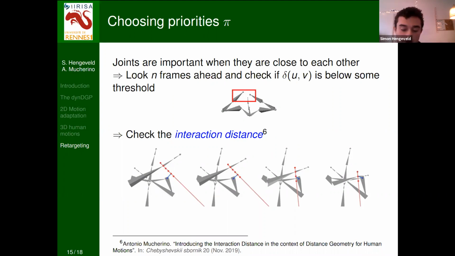Another interesting way that we assign priorities is by using the interaction distance. This is a special kind of distance that tries to predict when two points are moving closer to each other. So this is a distance between frames. You always need two frames to compute this distance. Like in this picture below, this interaction distance gets smaller the closer the hand gets to the shoulder. We compute it, and if it's below a certain threshold, then we assign a high priority to the two joints that are involved in this distance.